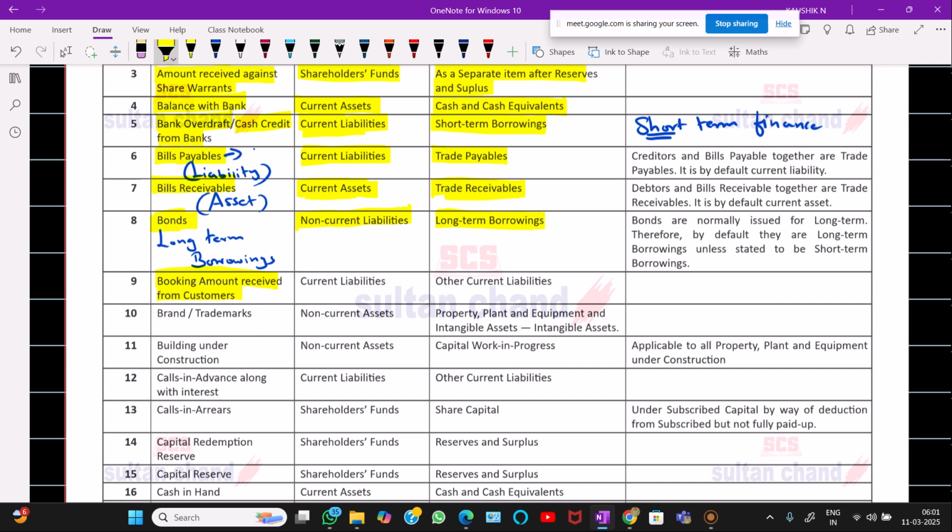In that aspect, any booking amount that we have received from the customer will be considered a liability, and for a short period it is a current liability. So any booking amount that we are receiving from the customer is a current liability. Any doubt? Any doubt? It is a current liability because we have received a payment.